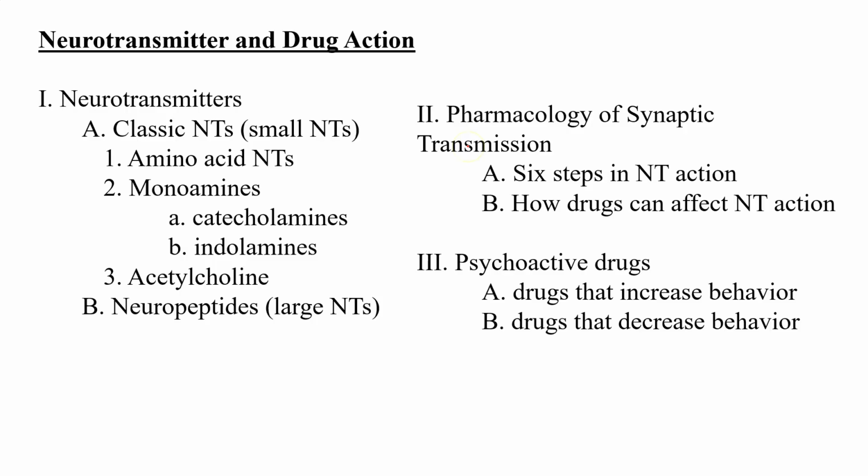Then we'll talk about the pharmacology of synaptic transmission, what the 6 steps in neurotransmitter action are, and how drugs can affect that neurotransmitter action. And then we'll briefly touch on categories of psychoactive drugs. These are drugs that have an action within the nervous system and produce psychological or behavioral changes. We'll briefly touch on drugs that increase and drugs that decrease behavior.